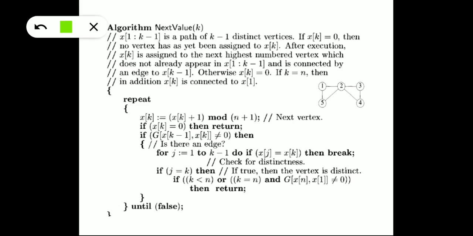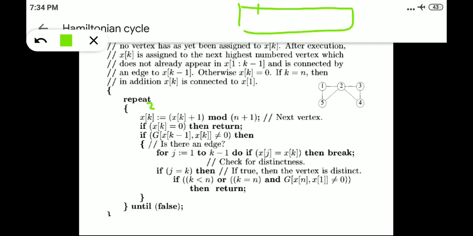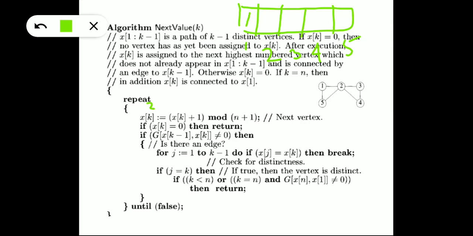Okay, so we start from x of 2, as I had already told you. x of 1 will be initialized to 1, x of 2 will be set to 2. So x of 2 is equal to x of 2, that is 0 plus 1 is 1. Then 1 mod n plus 1, where n, the number of vertices, is 5, so 5 plus 1 is 6. 1 mod 6, I'll get a value as 1 itself. So x of 2 was previously 0, now it becomes 1.